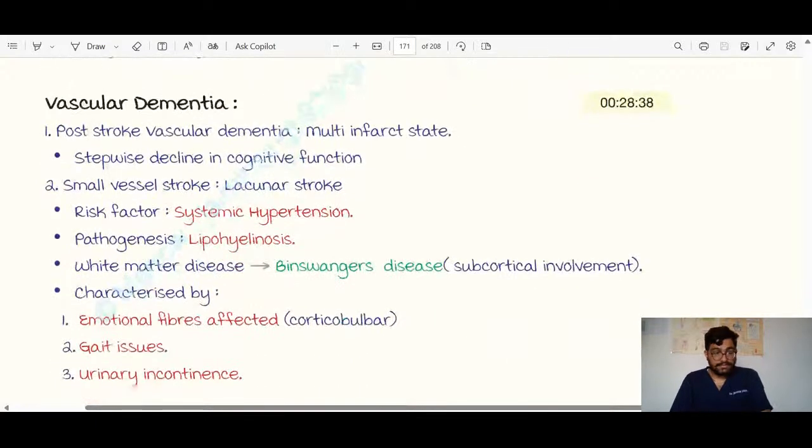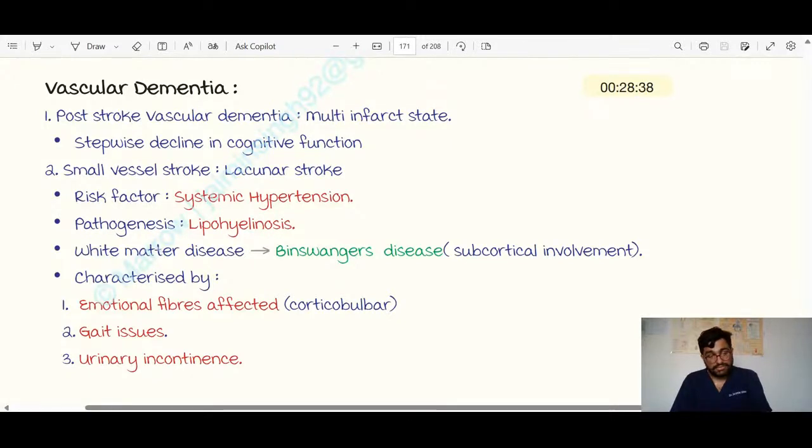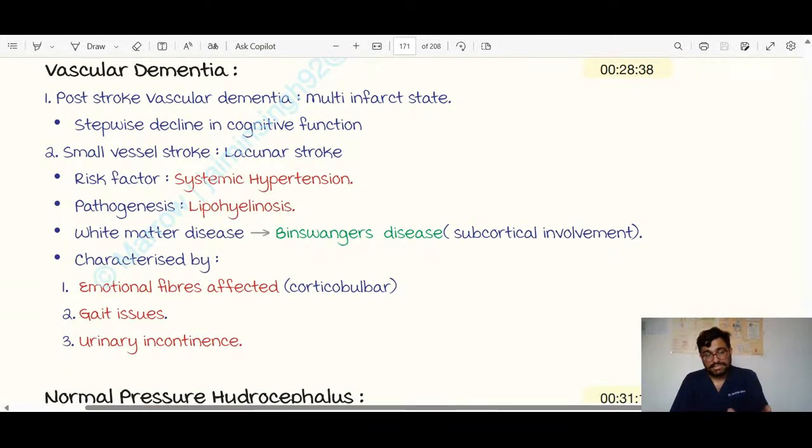Vascular dementia. What are the causes responsible for vascular dementia? Post-stroke, multi-infarct state, stepwise decline in cognitive function. Small vessel stroke, lacunar stroke, with the risk factor of systemic hypertension. Pathogenesis: lipohyalinosis, white matter disease, that is Binswanger's disease, sorry for the mispronunciation. Subcortical involvement, characterized by emotional involvement, corticobulbar fibers affected, gait issue, and urinary incontinence.